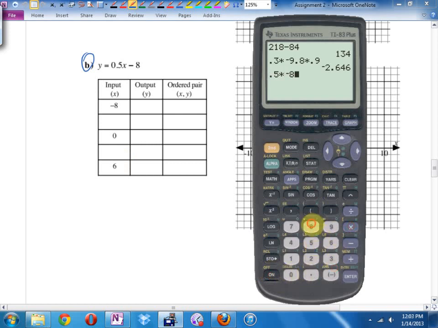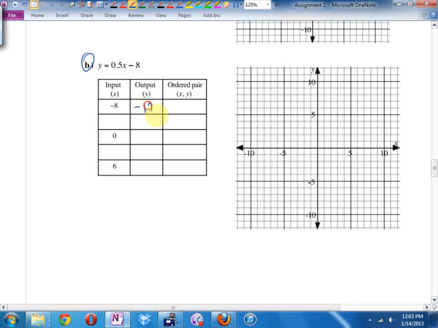0.5 times -8 minus 8. -8 goes with -12. I'm not sure that's quite going to fit on my graph. It might. By the way, if a point doesn't fit on your graph, double check your math, because I won't do that very often, but sometimes it won't. Pick a different point then. So -8, yoink, -12, that's on there.